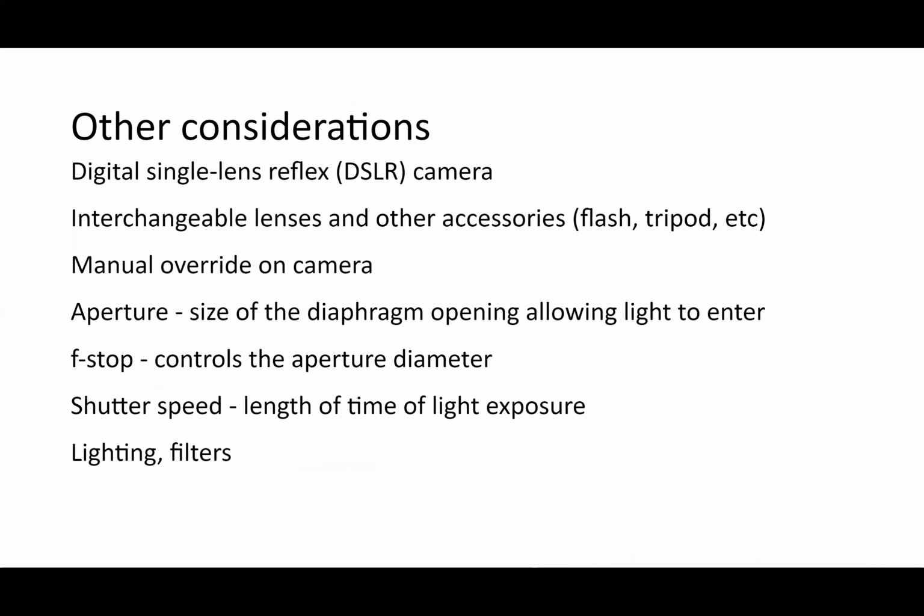Other considerations for photography are that they have to use a digital single lens reflex camera that has interchangeable lenses and other accessories such as flashes, tripods, other lighting. The camera should have a manual override so that the photographer can manually manipulate, like, the amount of time that the aperture is open, etc. The aperture is the size of the diaphragm opening to allow light to enter. The f-stop controls the aperture diameter, which is basically the amount of light. These are just some terms you need to know.